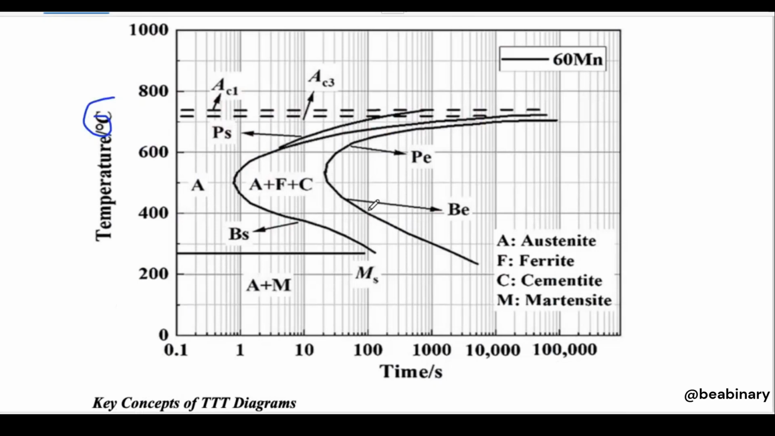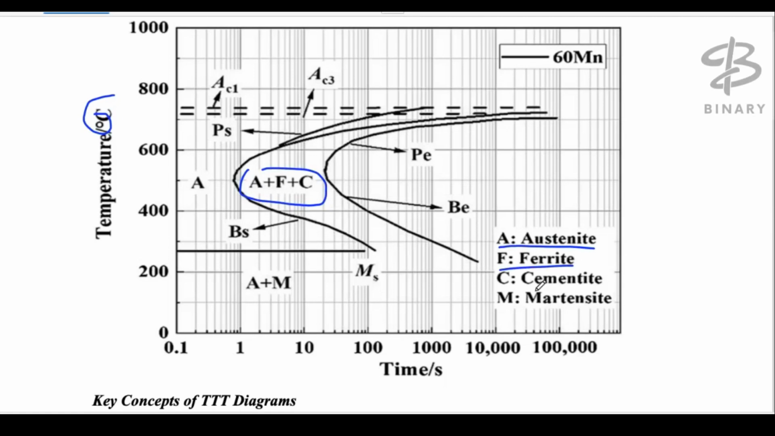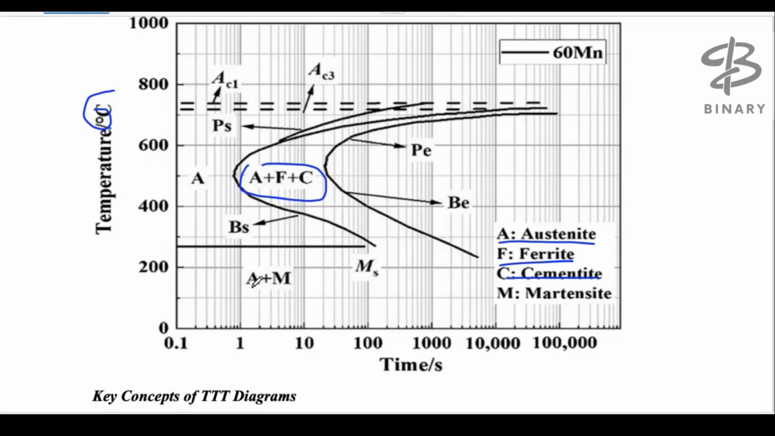The same kind of diagram here. You're getting A plus F plus C. What does that mean? Here A is austenite, F is ferrite, and C is cementite. Here A plus M, and here only A we are getting.